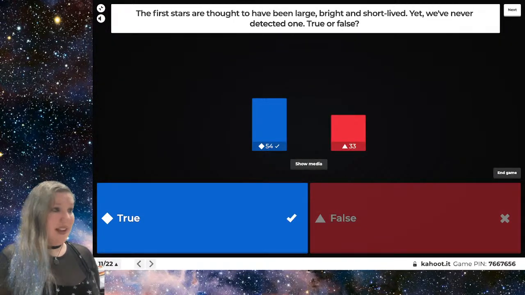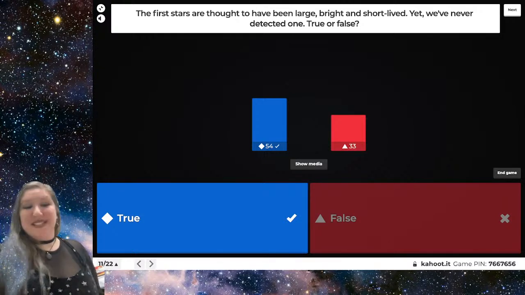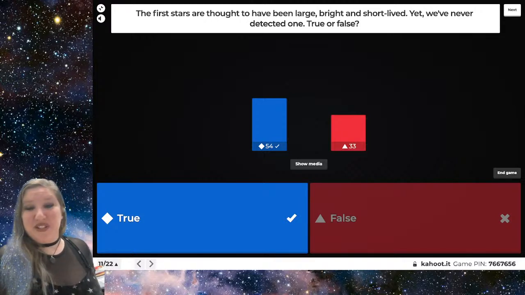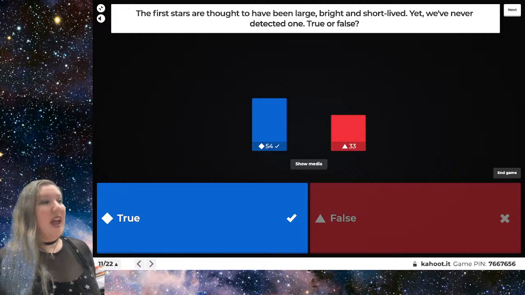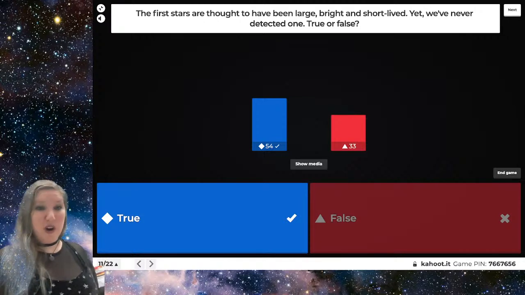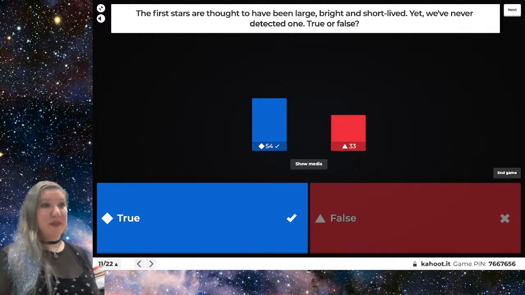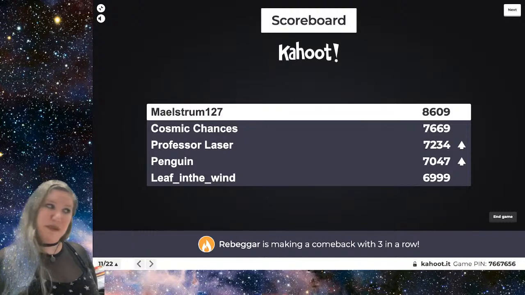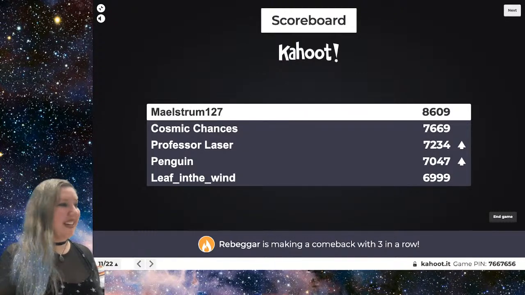Time is up, and most of you got the correct answer once again. That was a little bit tight. It is in fact a true statement. We have not yet detected the very first stars that we think formed. However, we do believe that they must have been very large, very bright, and very short-lived, and probably formed some of the first elements. Looking once again at our scoreboard, we've got Maelstrom still in the lead with Cosmic Chances in second, Professor Laser having moved up to third place.